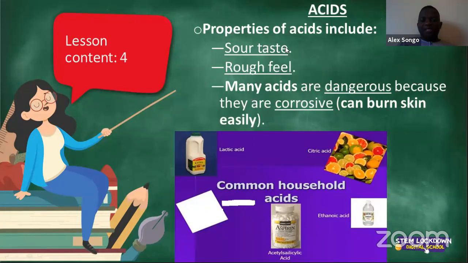So what are the properties or what are the characteristics? Properties and characteristics means how do they behave, how do they look, and how is it that they are. So that's just a fancy scientific term to say how does it behave and what does it have.